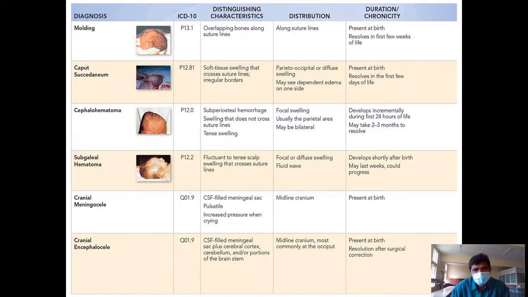Then the second swelling you can have is caput succedaneum. This is a soft tissue swelling that crosses the suture lines with irregular borders, usually seen over the parietal or occipital surface. It is present at the time of birth itself and usually resolves within the first few days of life. Cephalhematoma is a subperiosteal bleed that doesn't cross suture lines, usually takes 2 to 3 days to appear, and is a tense swelling.